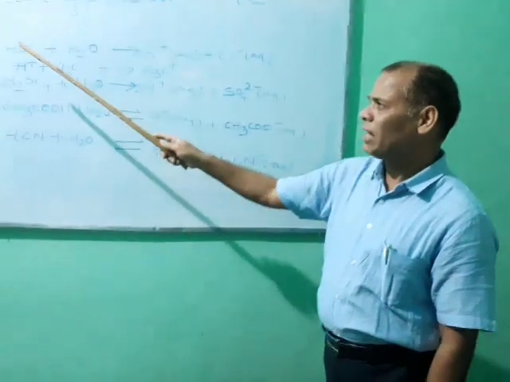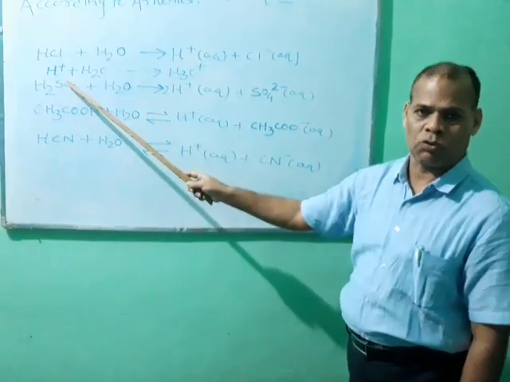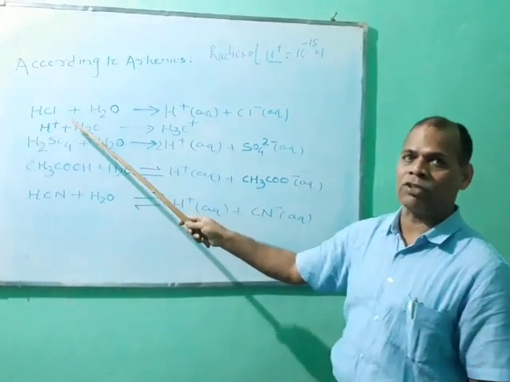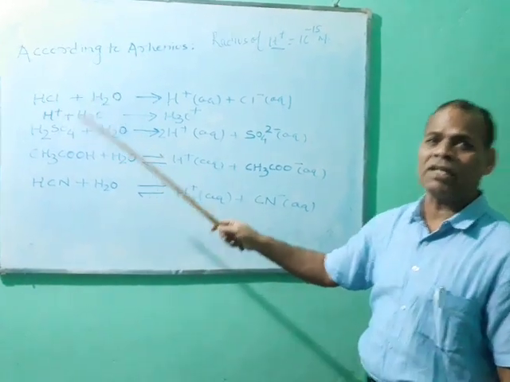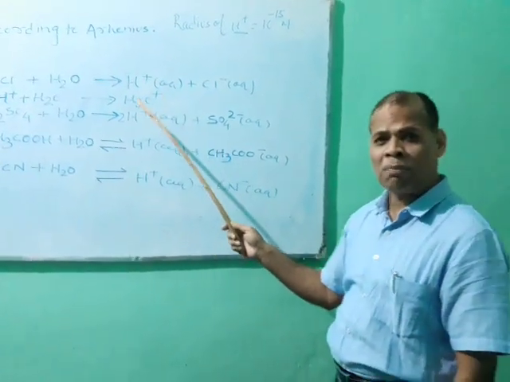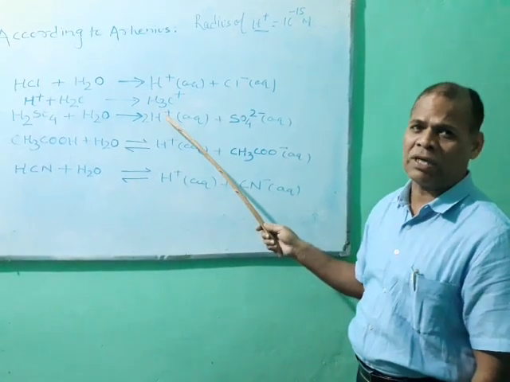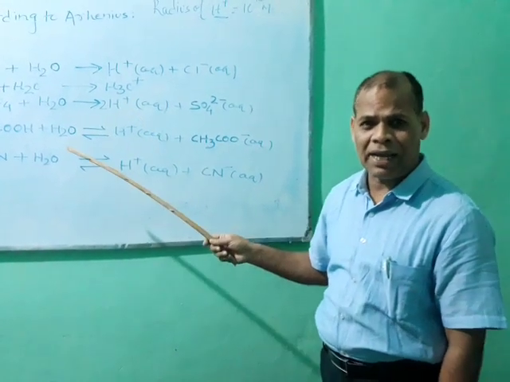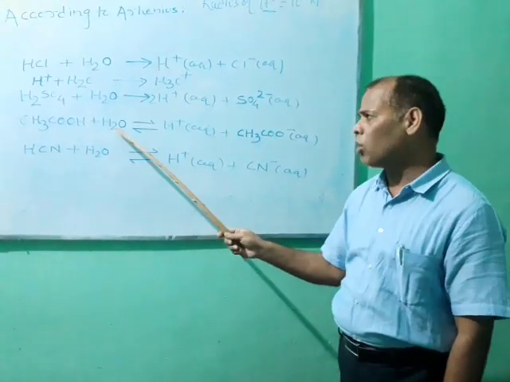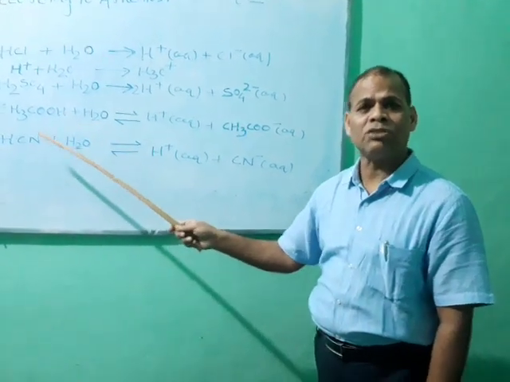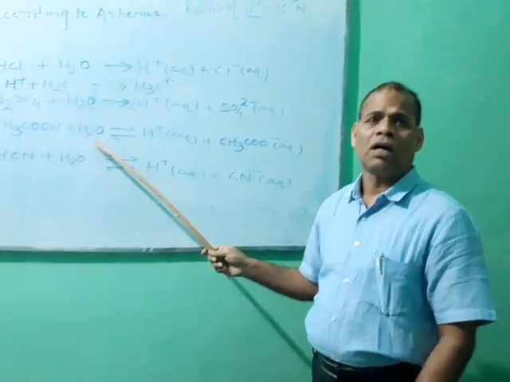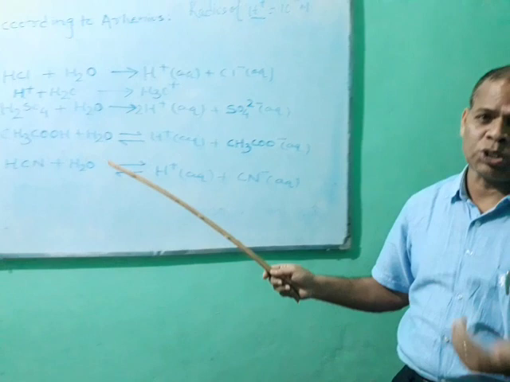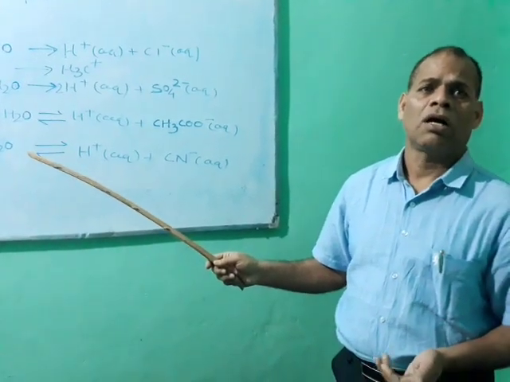Examples are HCl, H2SO4, HNO3, which are called strong acids. All the acids which, when dissolved in water, completely dissociate in the form of H plus ion or H3O plus ion, such acids are called strong acids. On the other hand, acid which, when dissolved in water, dissociates partially in the form of H3O plus is called weak acid.